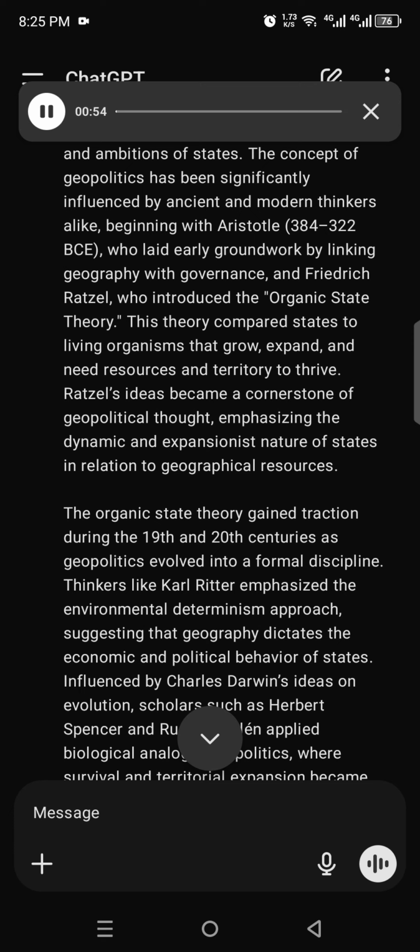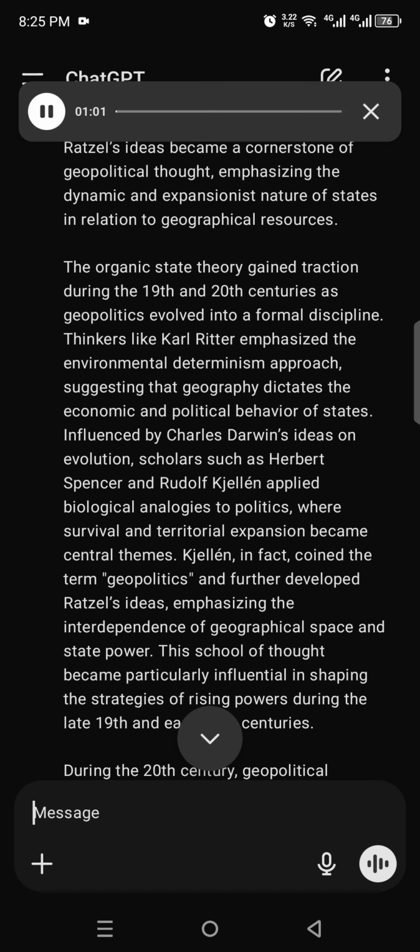The organic state theory gained traction during the 19th and 20th centuries as geopolitics evolved into a formal discipline. Thinkers like Carl Ritter emphasized the environmental determinism approach, suggesting that geography dictates the economic and political behavior of states. Influenced by Charles Darwin's ideas on evolution, scholars such as Herbert Spencer and Rudolf Kjellén applied biological analogies to politics, where survival and territorial expansion became central themes.